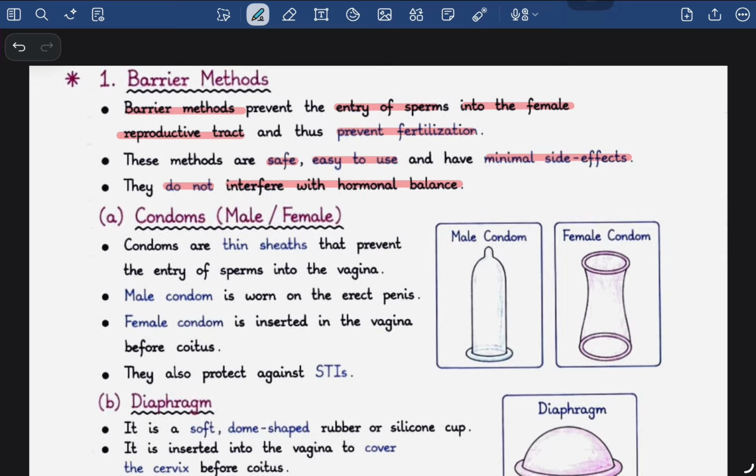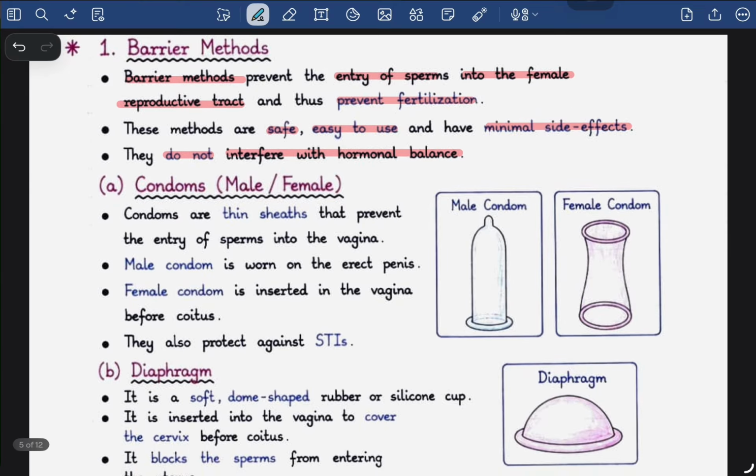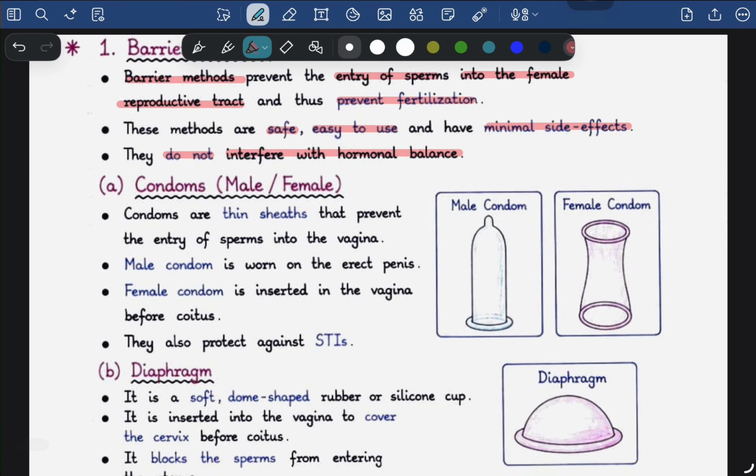So in case of barrier method, it is safe, it is easy to use. One point I should mention here, it is reversible. That means when you are using these barrier methods, then it will stop the fertilization. When you are not using it, then it will lead to pregnancy, as simple as that. That will not affect the normal reproductive process of a person. Okay? And it has minimal side effects. Sometimes it has few side effects, but they can be cured with some normal medication. But other than that, the side effects are null in this case, and it does not interfere with any hormonal balance in case of the parents.